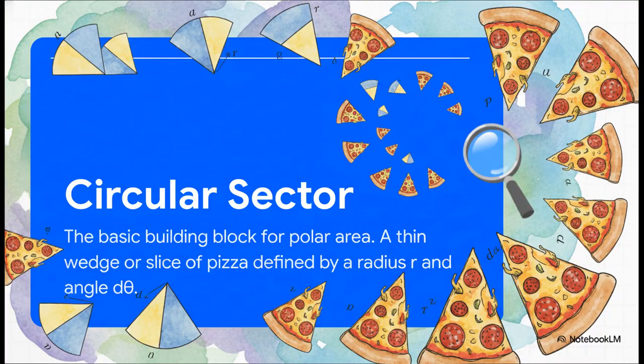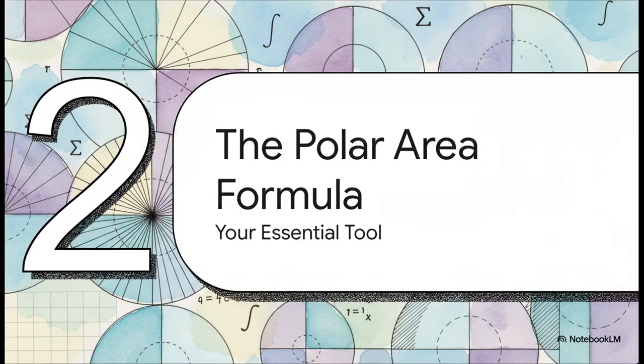So yeah, forget rectangles. Our new go-to shape is the circular sector. And honestly, the best way to picture this? It's just a tiny slice of pizza. I'm serious. Every slice has a certain length, that's our radius, r, and it takes up a tiny, tiny angle, which we'll call d theta. Our whole strategy is just going to be adding up an infinite number of these little pizza slices to get the total area. Okay, so if we're adding up an infinite number of tiny things, that should sound familiar, right?